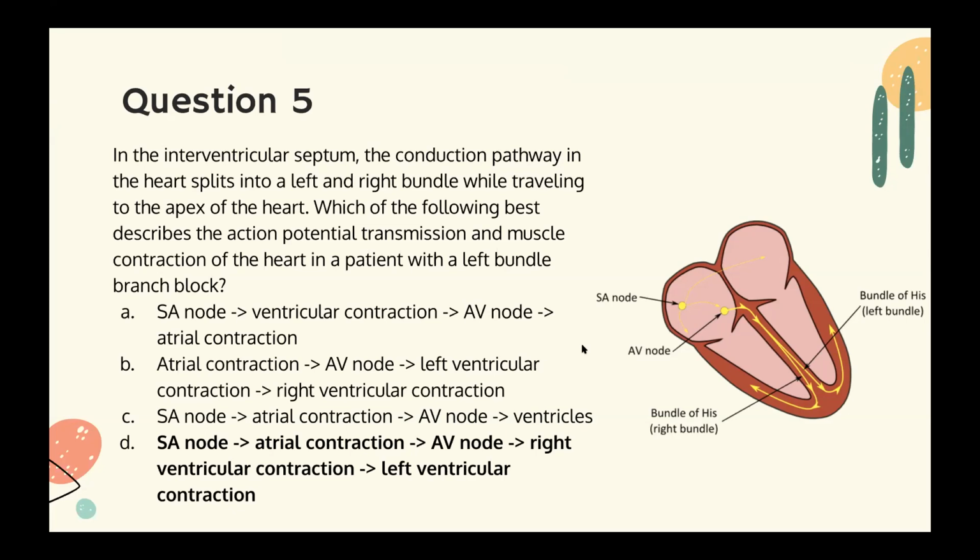So A is out. C occurs in a normal person. The ventricles would be contracting simultaneously, but D is more appropriate for this question because the person has a left bundle branch block, meaning that the left ventricle will contract later than it's supposed to. So the right ventricle will contract before the left ventricle does. Does that make sense? So the keywords here are left bundle branch block.